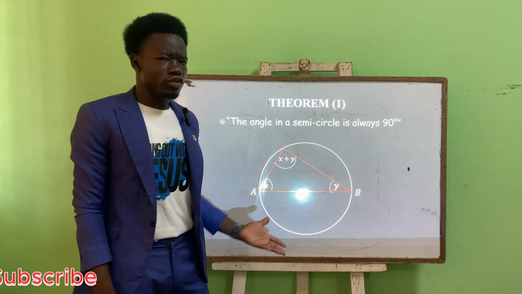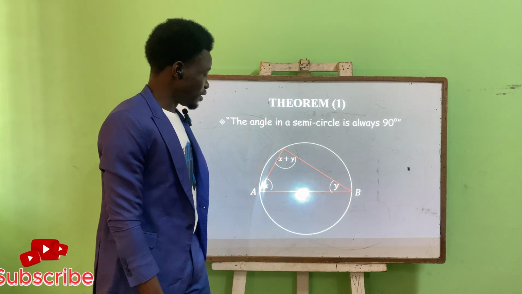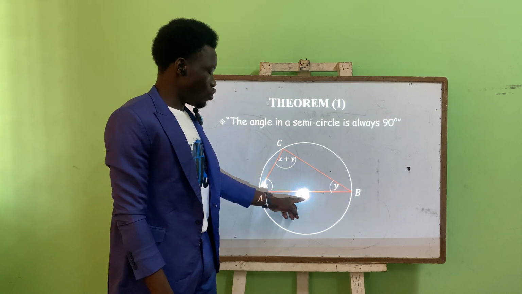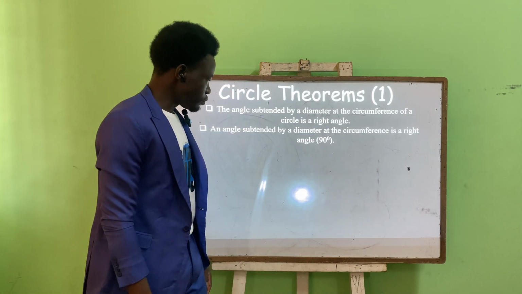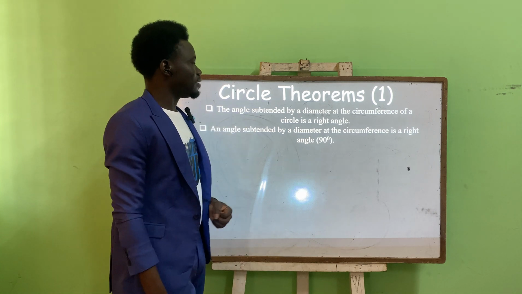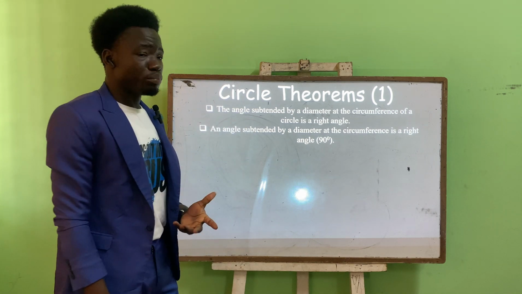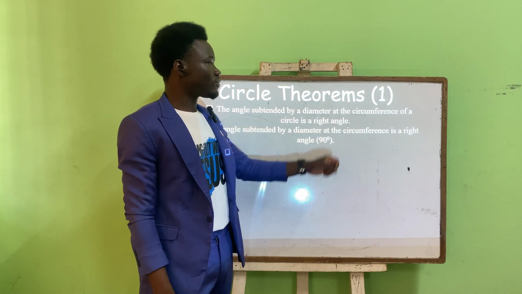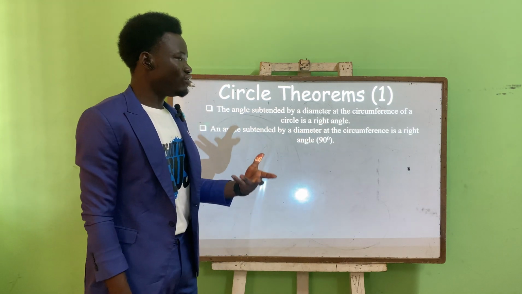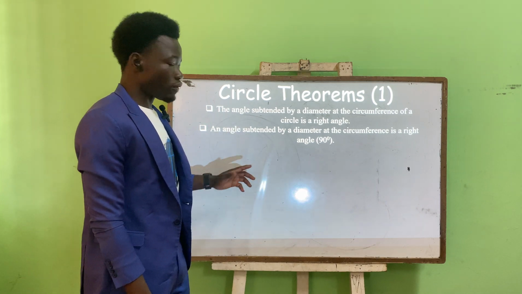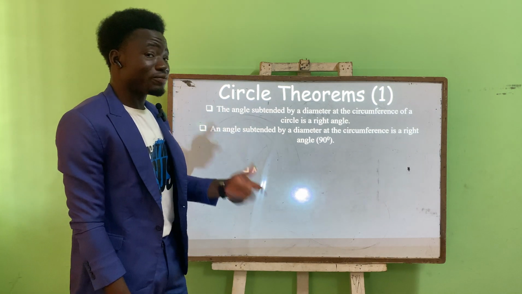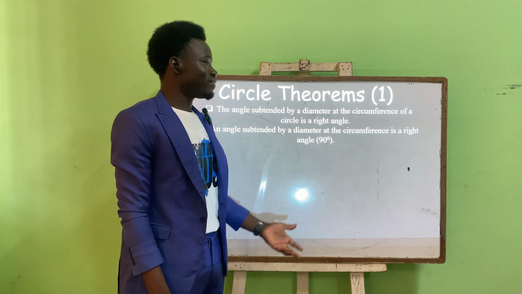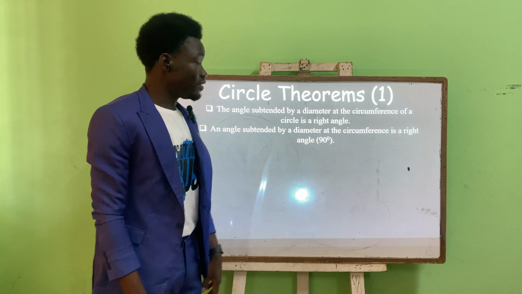But we shall prove that in the meantime so that you get the understanding more. So if this side is C and this is the center O, we want to look at the meaning and the proving of it. We are saying that the angle subtended by a diameter at the circumference of a circle is a right angle. You can see that from the previous one. It's a right angle because it's forming an angle of 90 degrees, which is the 90 degrees here.